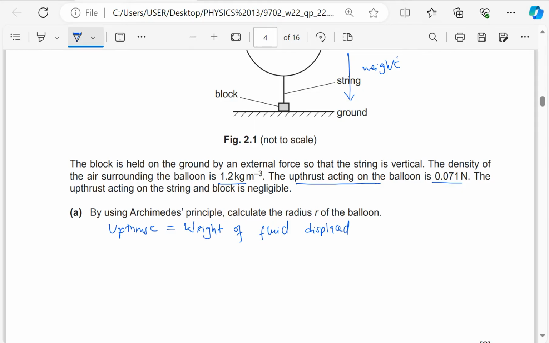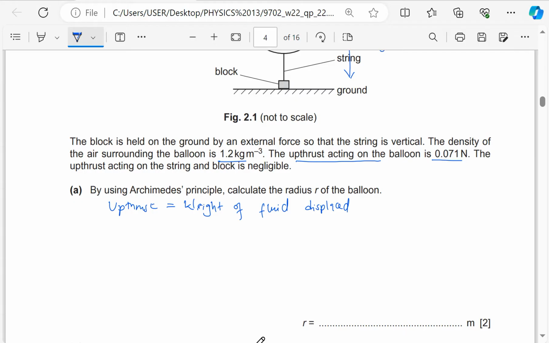So a submerged object displaces its own weight. So the upthrust is given as 0.071. And remember, the upthrust is the weight of the fluid which is displaced. So 0.071 equals the mass of the fluid which is displaced, which is density of the fluid displaced times g times the volume of the object, because the object displaces its own volume.